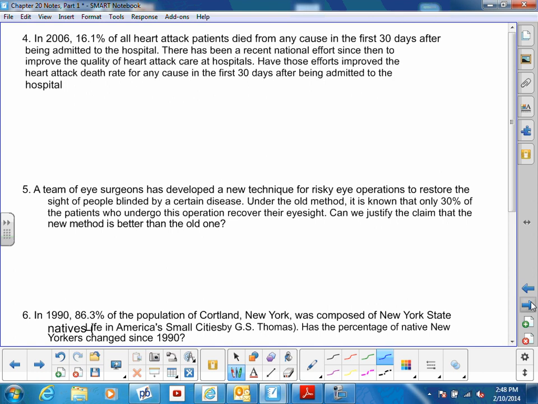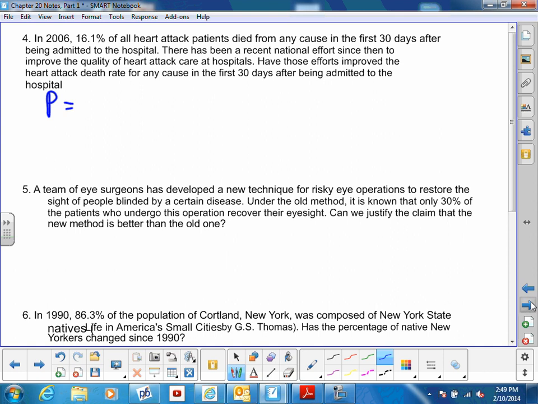So this is then, of course, a what kind of problem? Proportion problem. Now, there have been recent national efforts since 2006 to improve the quality of heart attack care at the hospitals. So have those efforts improved the heart attack death rate for any cause in the first 30 days after being admitted to the hospital? Okay.